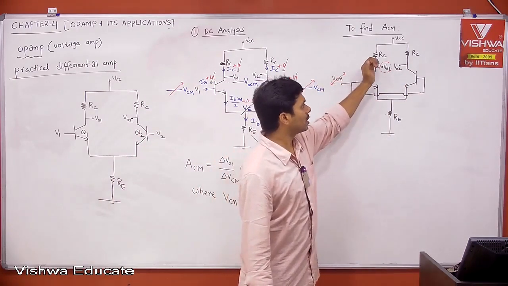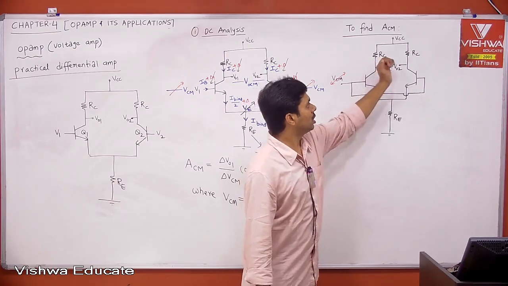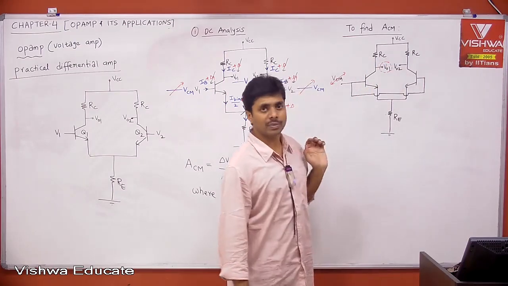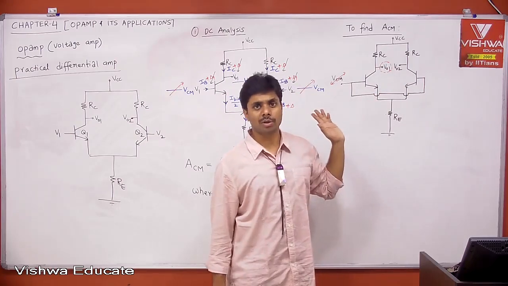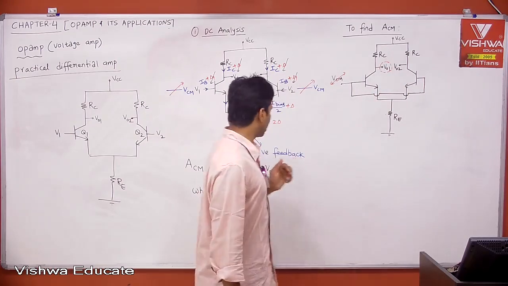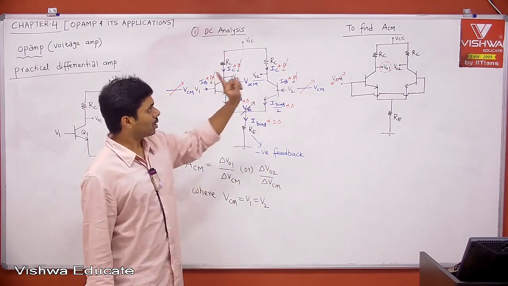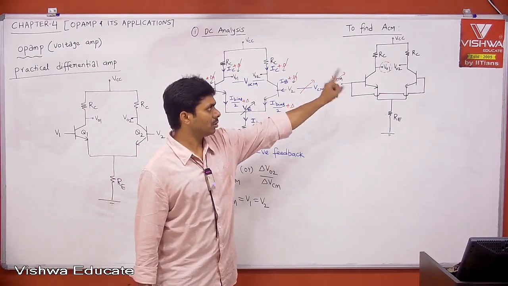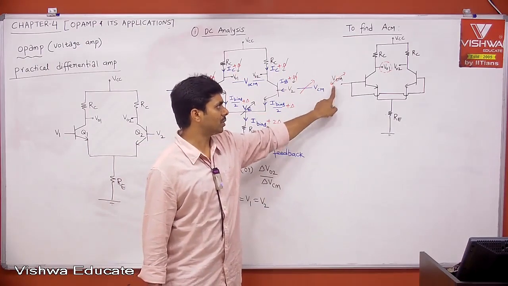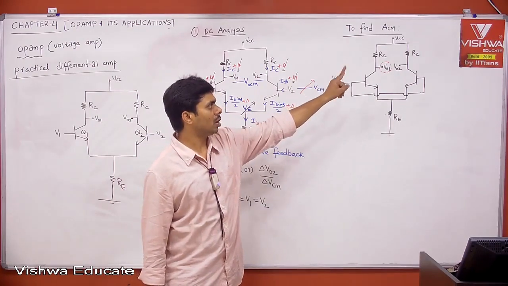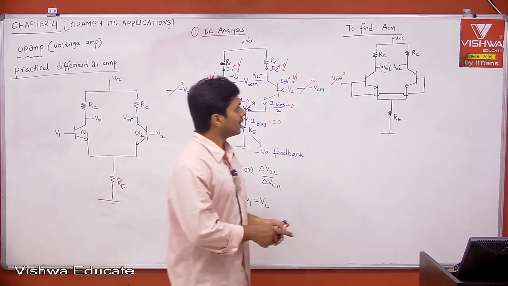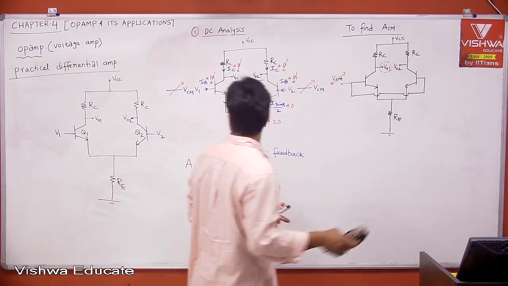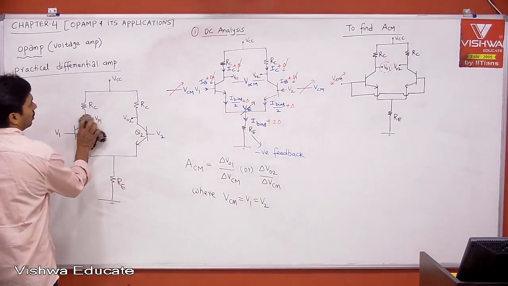Then you look at what is the change in V01 or change in V02 because of VCM, either one of these two. Don't say V01 minus V02 to find common mode gain. That is not the gain definition. The common mode gain definition is one of the outputs, either V01 or V02: what is the change in V01 because of change in VCM, or what is the change in V02 because of change in VCM. That is our common mode gain definition. If I take that, I can erase all these things.